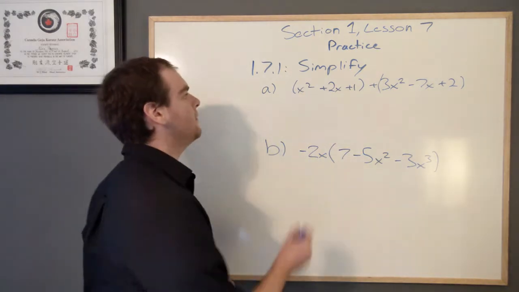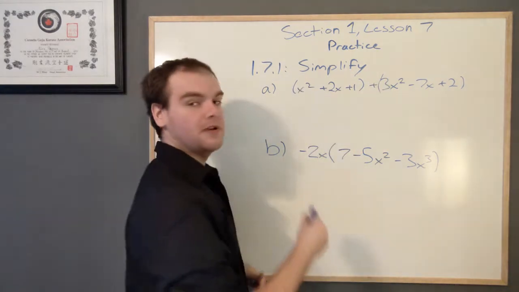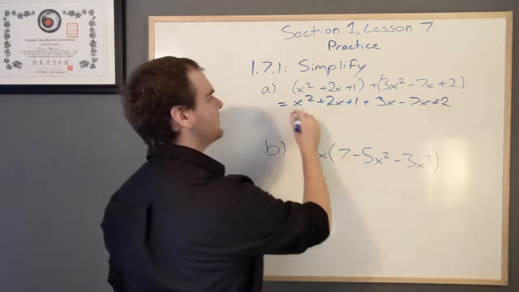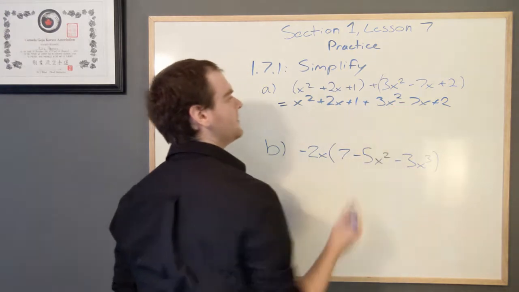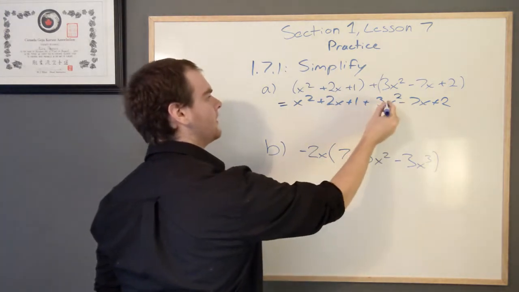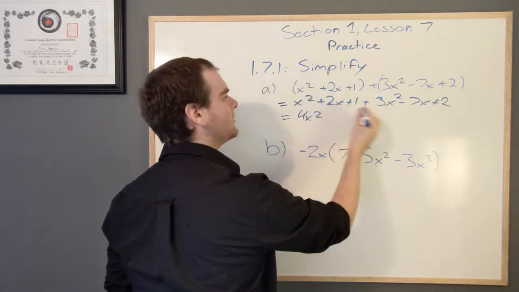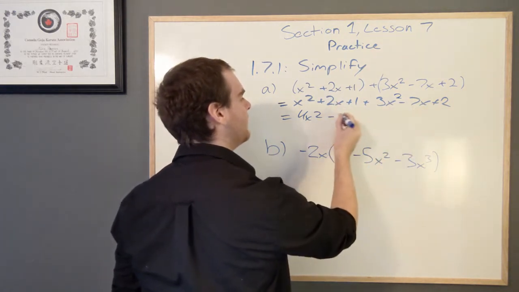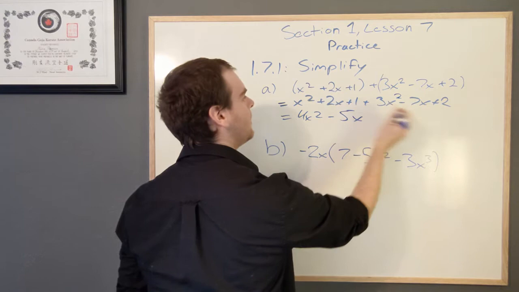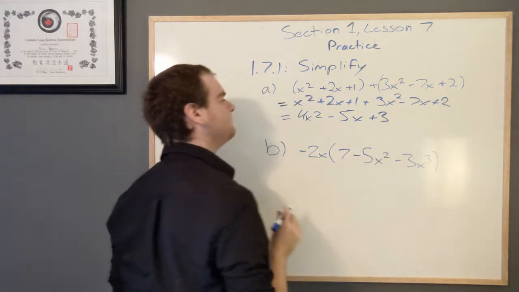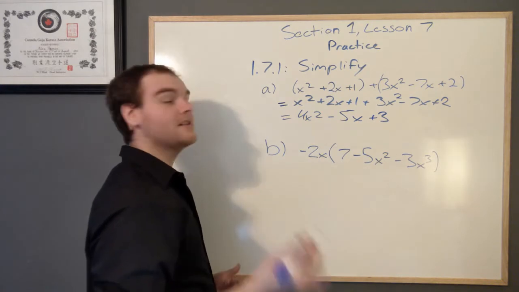So this is a nice easy one. There's nothing being multiplied, so we can just drop our brackets. And now we can collect like terms. There's an x squared term, and there's an x squared term. That's 1x squared, that's 3x squared. So we have 4x squared. Here we have a positive 2x and a minus 7x, so we'll have minus 5x. Positive 1 and positive 2 means we get positive 3. That's the first one done. Nice and fast, nice and easy.